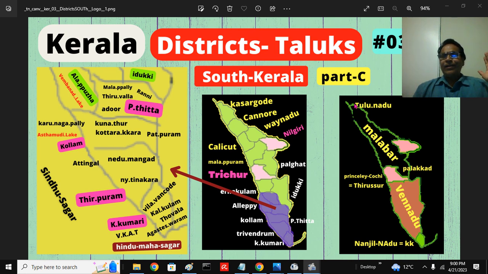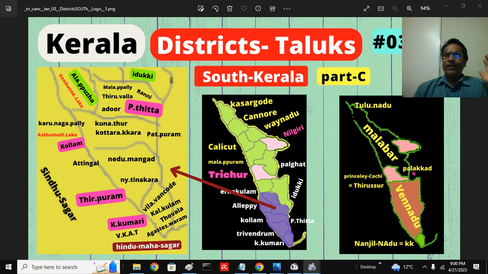Kerala is the land between Tulu Nadu and Nanjil Nadu. Tulu Nadu is essentially the Kasargod and Kannur areas, including Mangalore of South Kannada. Nanjil Nadu is the modern Kanyakumari area. This is the Venadu or Travancore princely state, that is Thiruvananthapuram. This is the Kochi princely state, that is essentially the Thrissur district of modern times.